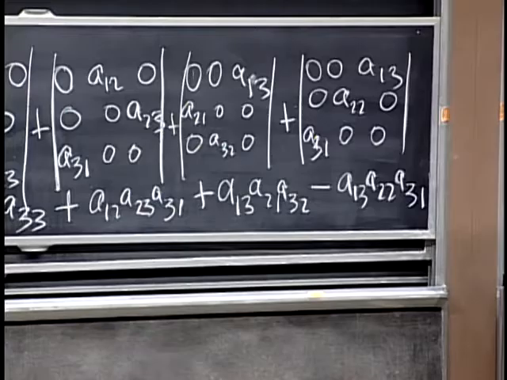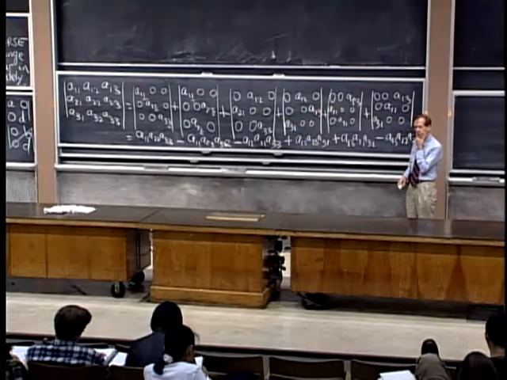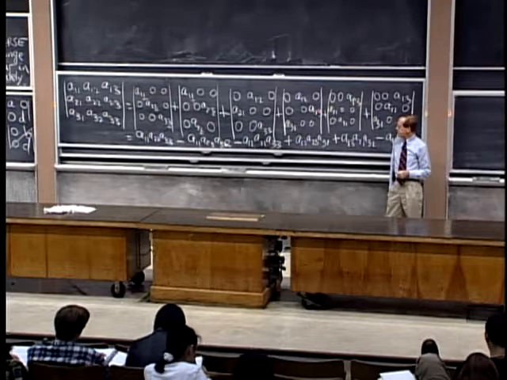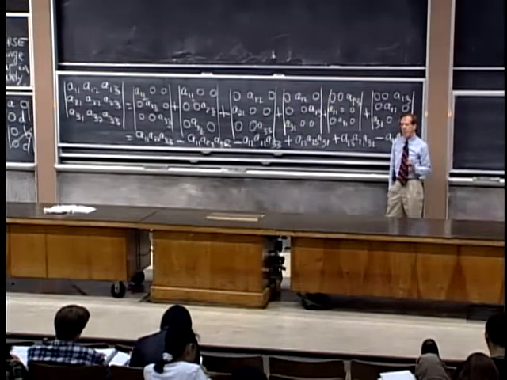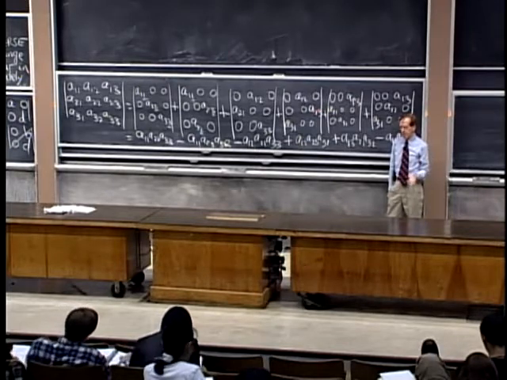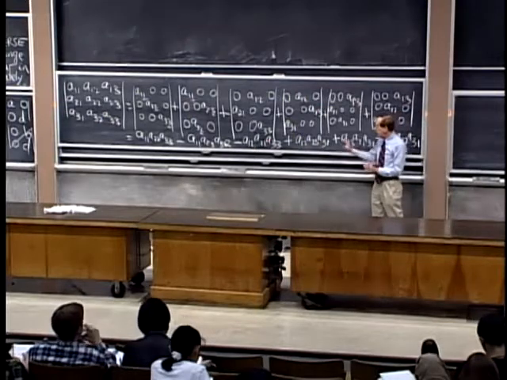All right, that has taken one whole board just to do the 3 by 3. But do you agree that we now have a formula for the determinant which came from the three properties and must be it? And I'm going to keep that formula.